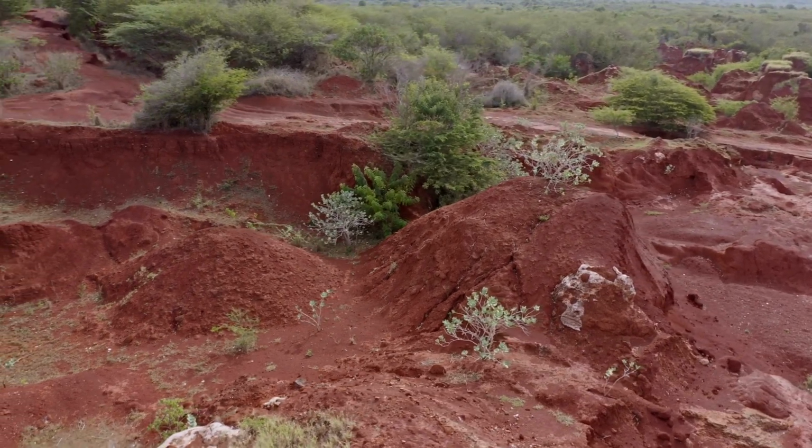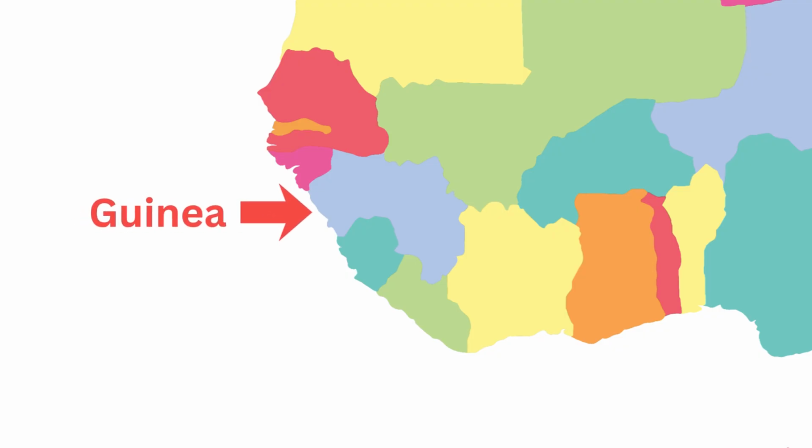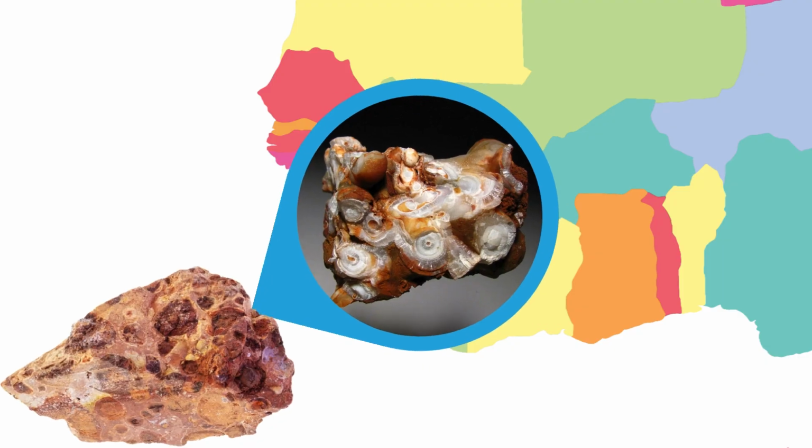The major rock deposit of aluminum is bauxite. In West Africa, and especially Guinea, there are rock deposits of bauxite, which is a sedimentary rock primarily formed by chemical weathering, followed by burial and transformation. Bauxite rocks contain the mineral gibbsite, which is rich in aluminum.